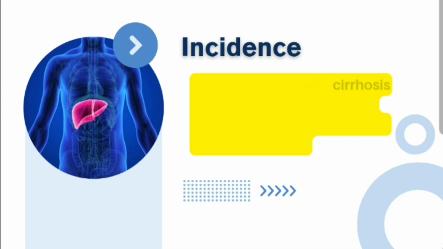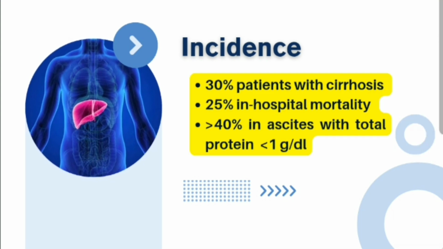Regarding the incidence, SBP can occur in up to 30% of patients of chronic liver disease and can have 25% in-hospital mortality rate. The incidence of SBP is more than 40% in patients with ascitic fluid total protein of less than 1 gram per deciliter, probably due to decreased ascitic fluid opsonic activity.